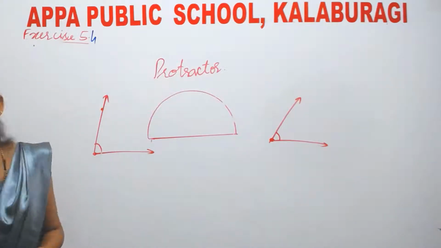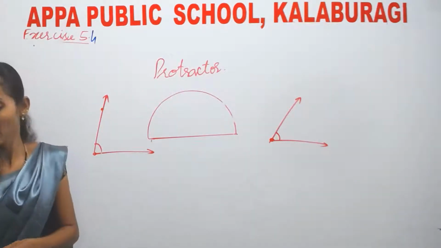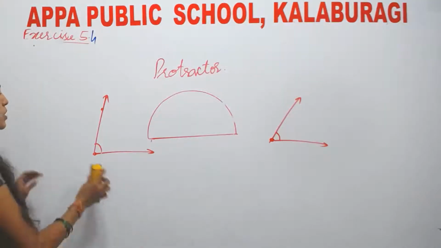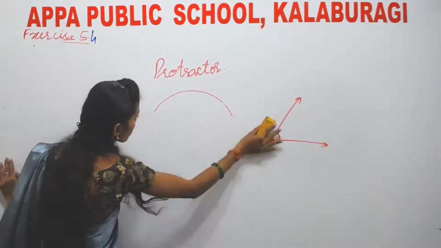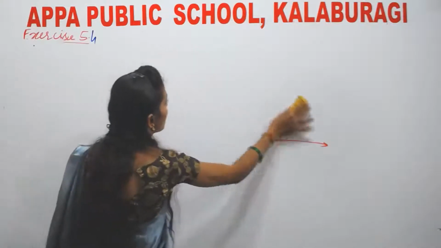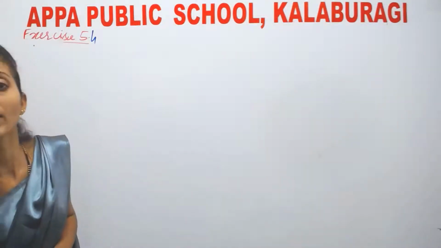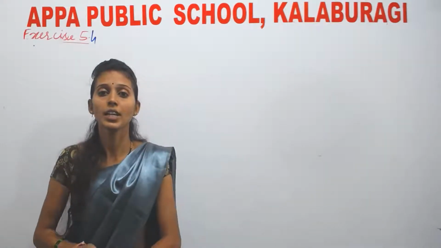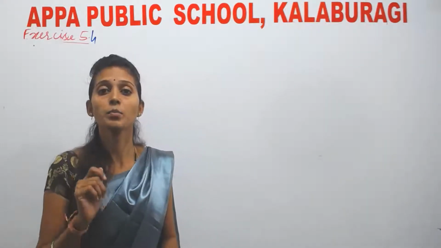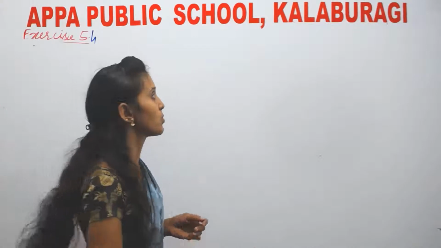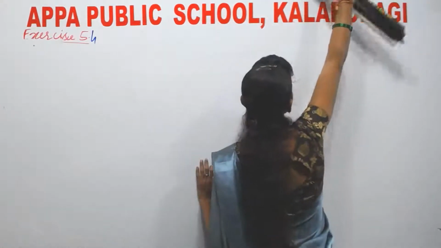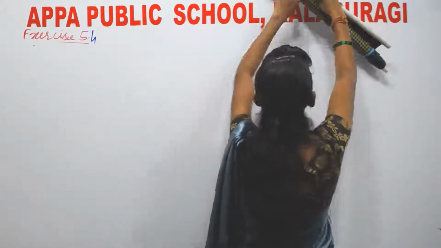Why did I say this? Because the fourth bit is all about using the protractor only. Okay. Shall we? Yes. You just hold your textbook. Take your textbook, take your protractor, and start measuring those figures. See, I'll show you which figures you have to measure.